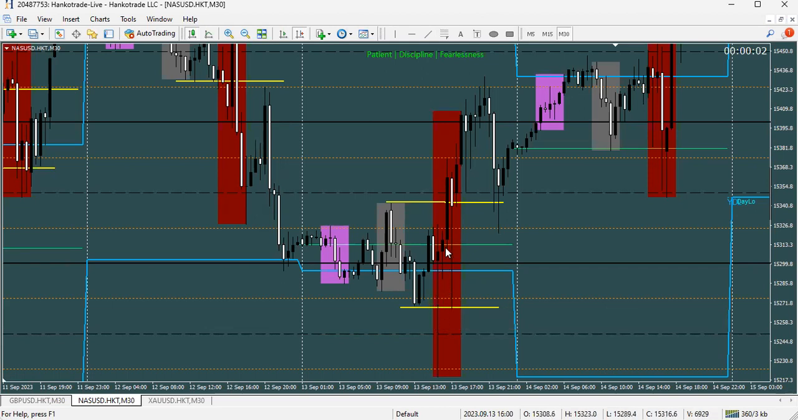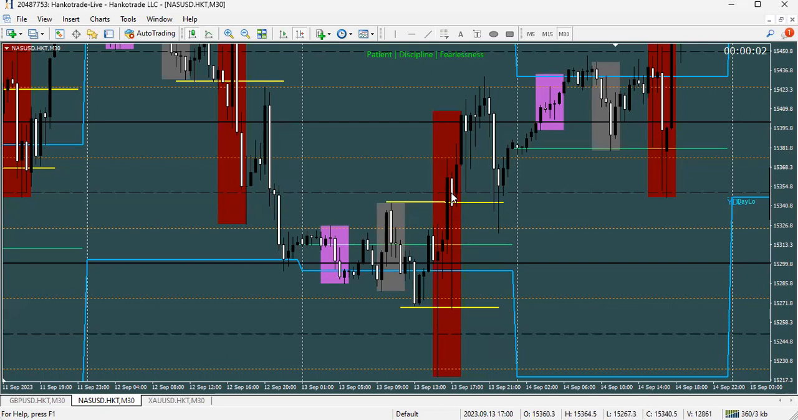So as you can see, price took out our previous day's low and our current low. Then it extended up into our high of the day with a nice 1, 2, 3, taking out our high of the day.